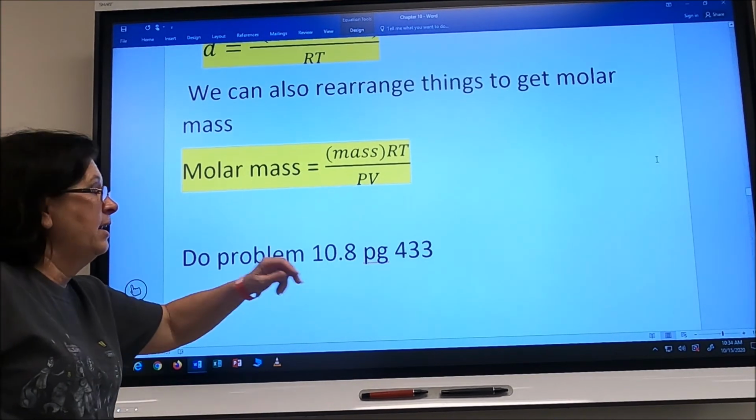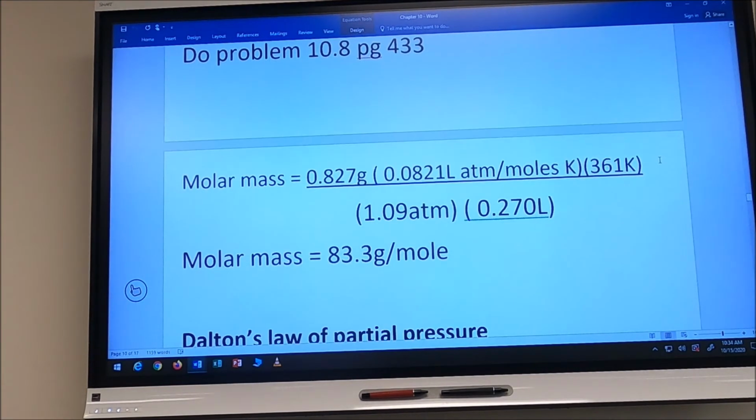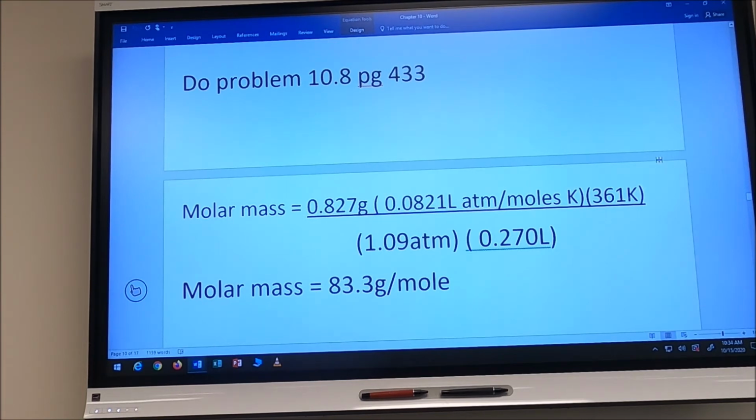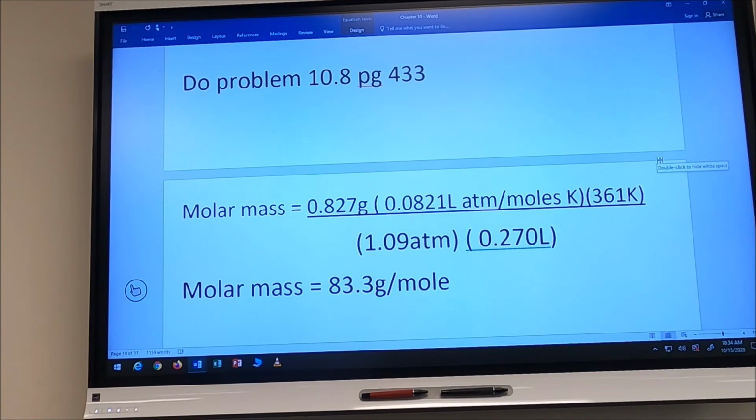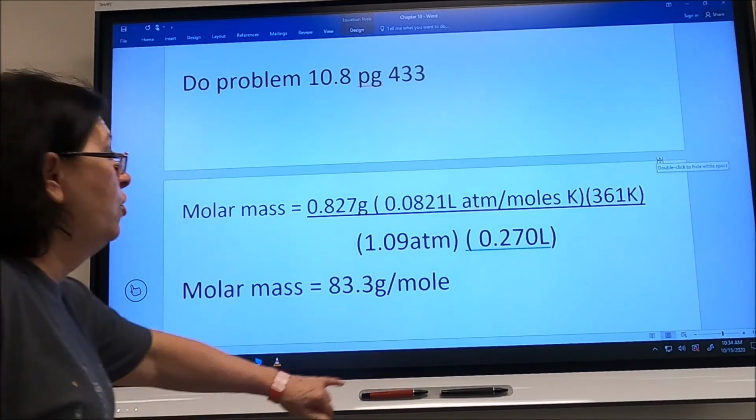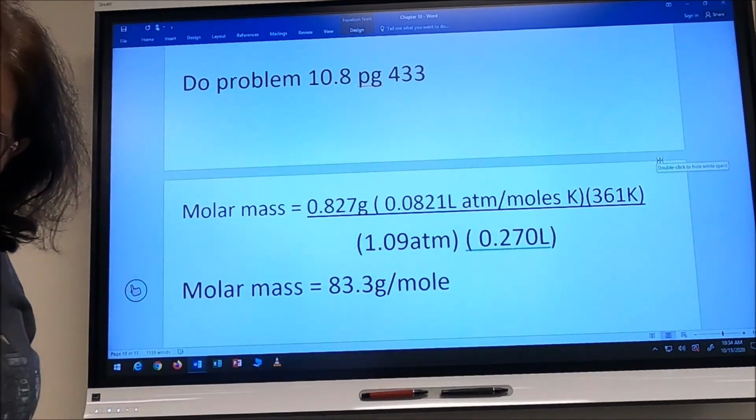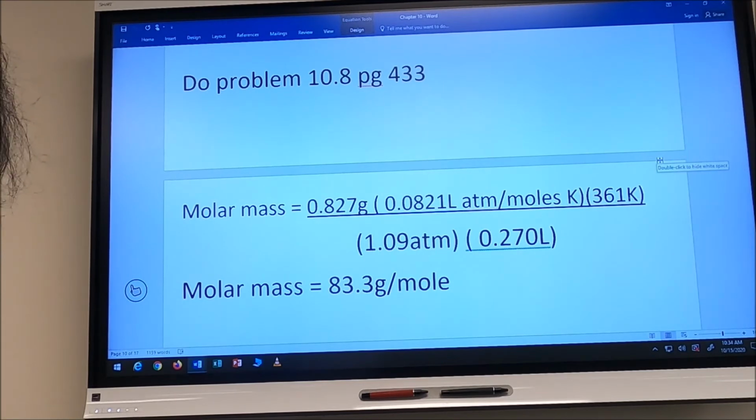Okay, so we're going to look at problem 10.8 on page 433. So if we look at problem 10.8, it says a sample of gas has a mass of 827 milligrams. Its volume is 0.270 liters at a temperature of 88 degrees C and a pressure of 975 millimeters of mercury. Find the molar mass. Well, I'm going to have to convert milligrams to grams. So 827 milligrams is 0.827 grams. Okay, the temperature is in degrees C. I need it in Kelvin. I add 273 to it. That's where the 361 K comes from. And we were told that the pressure was 975 millimeters of mercury.